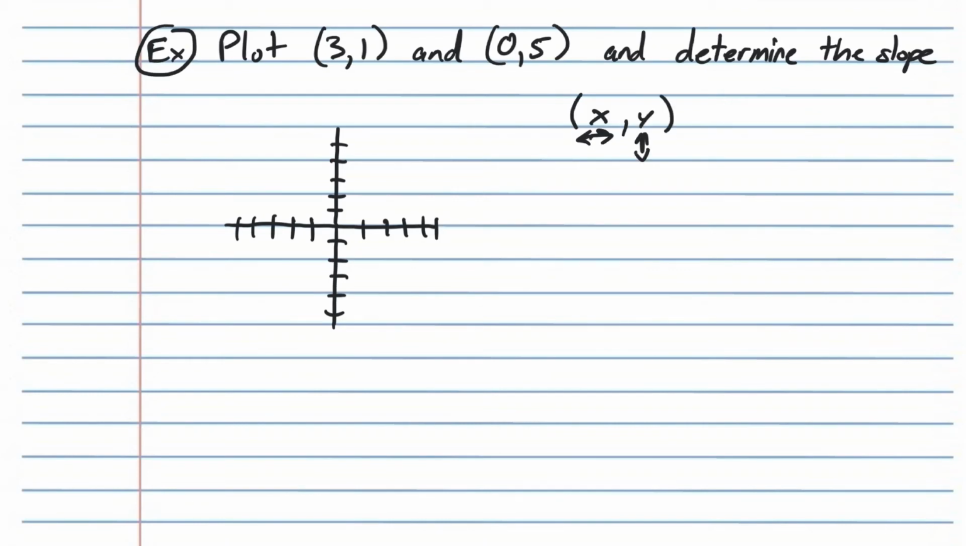Okay, so for the first point, (3, 1), I'm going right 3 spaces and up 1. So it'd be about here. So again, from the center, I went right 3 and up 1. Second point is (0, 5), which means I'm not going left, right at all, but I'm going up 5 spots. So 1, 2, 3, 4, 5. It's on the line. And you only need two points to make a line. So from there, draw the best line you can.